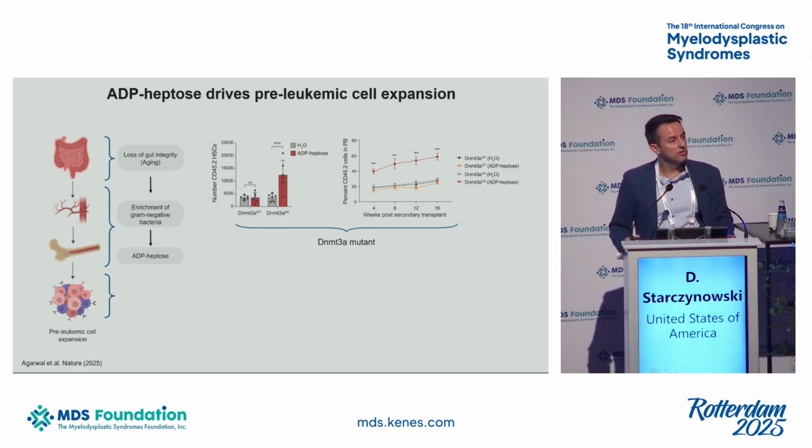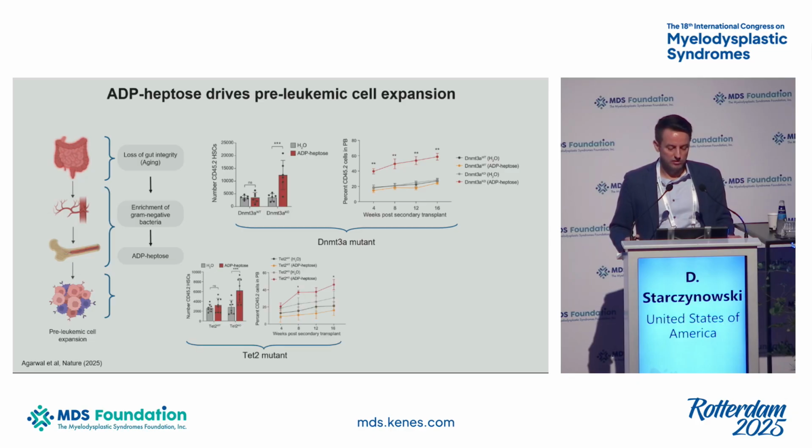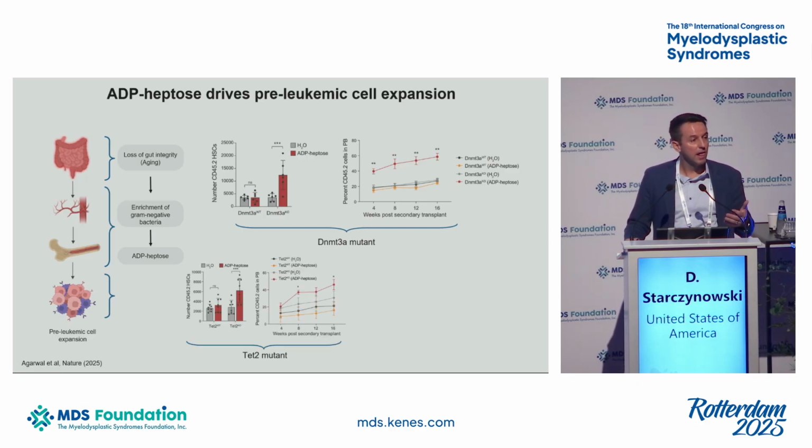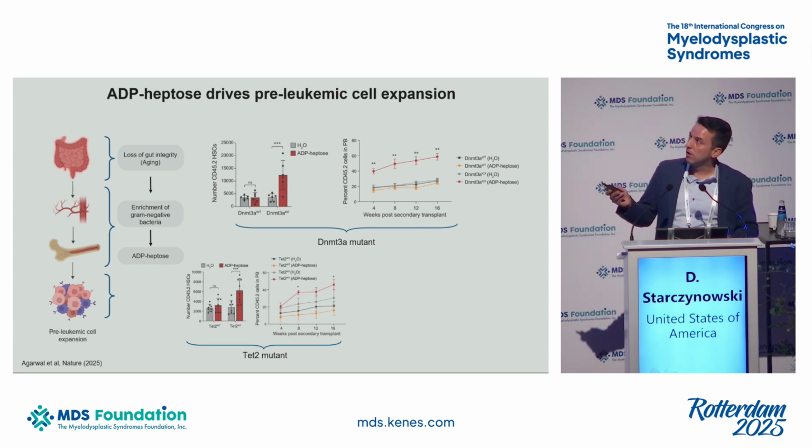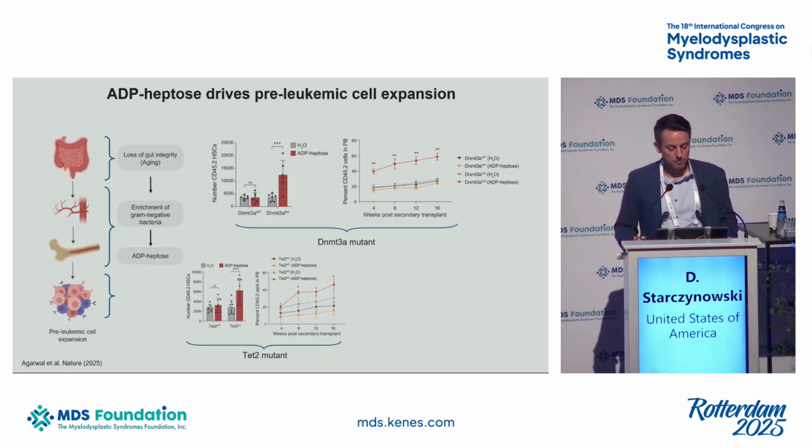Does this extend beyond DNMT3A mutations? And the answer is yes. We examined other models of DNMT3A, including a knock-in mutation, as well as TET2 mutations, and we see a similar phenomenon: ADP-heptose in a chimeric model of TET2 mutant bone marrow induces expansion of the TET2 mutant stem cells, as well as increases their competitive fitness advantage in the peripheral blood.